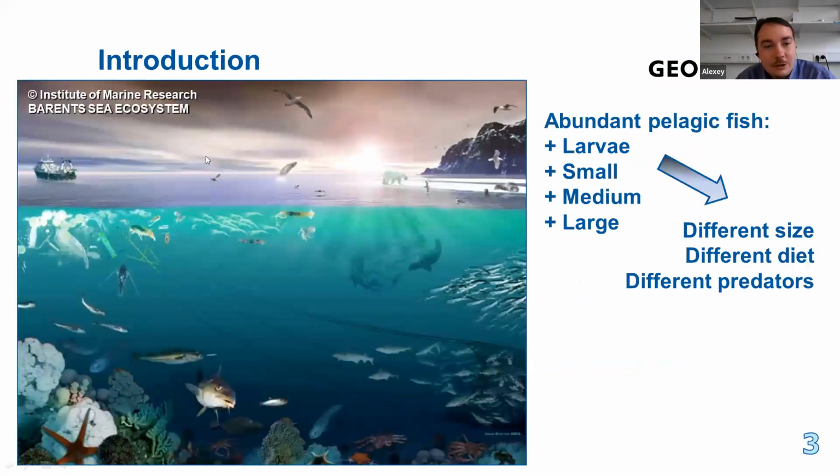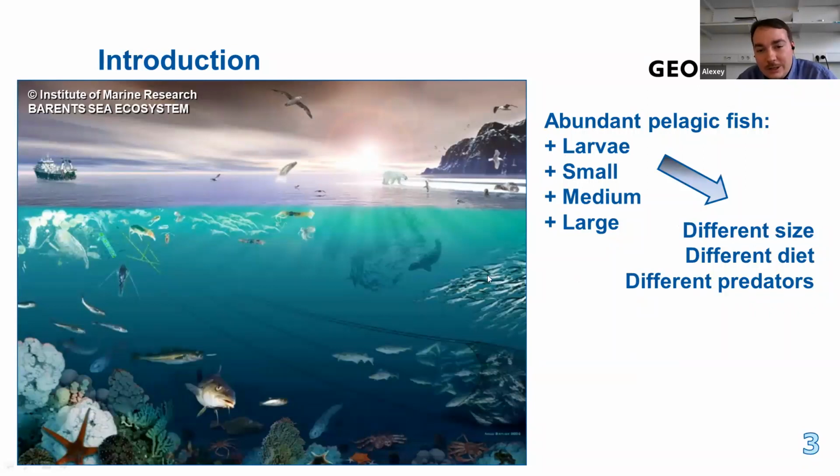At first, it's the Barents Sea trophic web. This picture is from the Institute of Marine Research. Maybe some of you know it. It's the Barents Sea ecosystem. So phytoplankton, zooplankton, larger zooplankton, squid and fish, and benthos, and also demersal fish. And then there are seabirds and marine mammals.